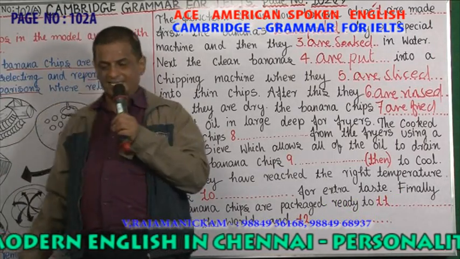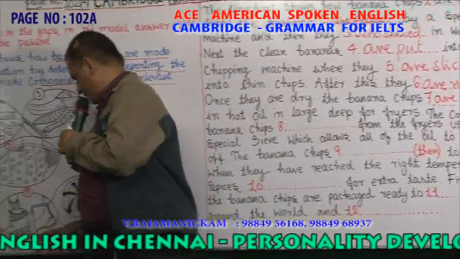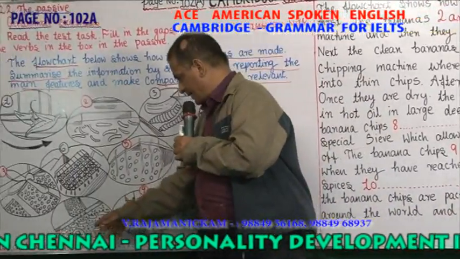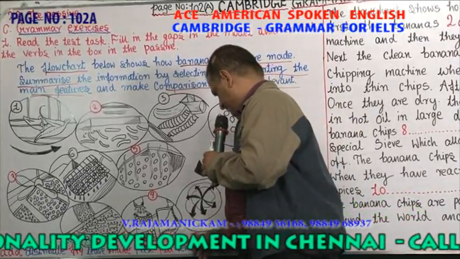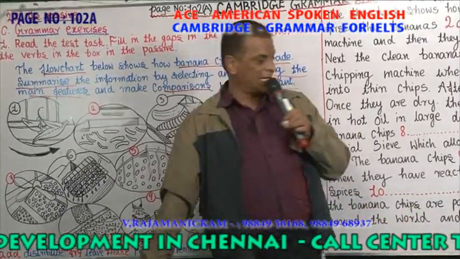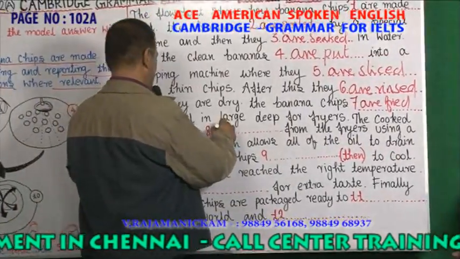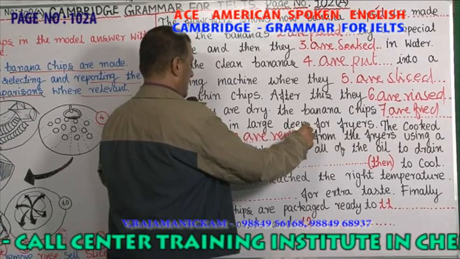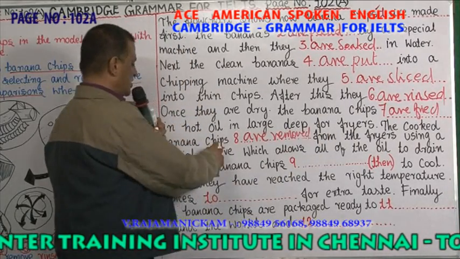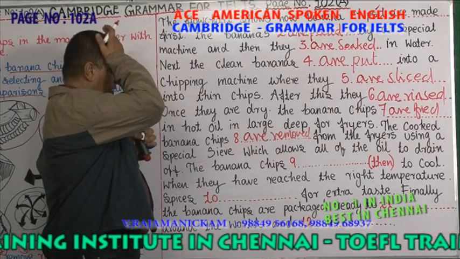So what is the eighth answer? Are removed. Eighth. Are removed from the fryers using a special sieve which allows all of the oil to drain off.